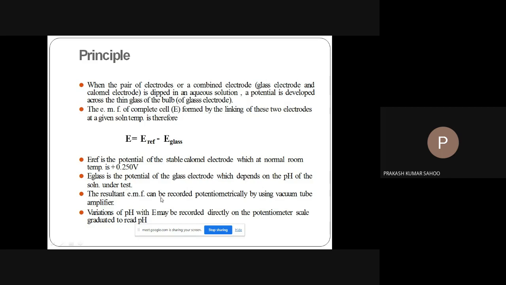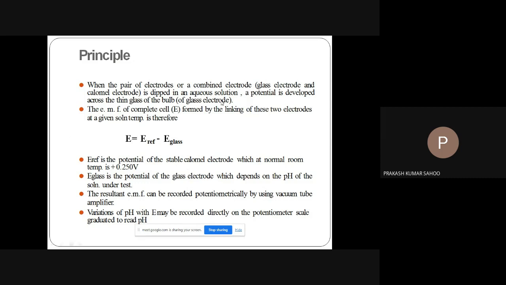The resultant EMF can be recorded potentiometrically by using a vacuum tube amplifier. Variation of pH with E, that is the net cell potential, may be recorded directly on the potentiometer scale graduated to read the pH. So this will be the variation of pH that we will measure through the pH meter, and the cell potential we have recorded will be highlighted.